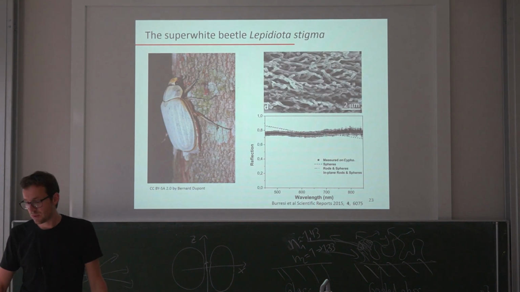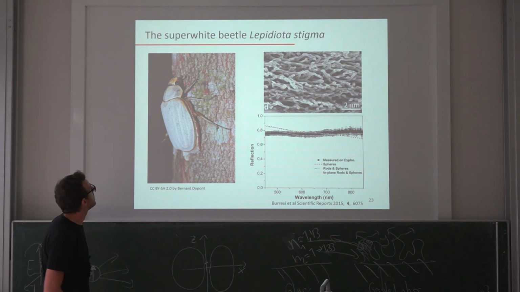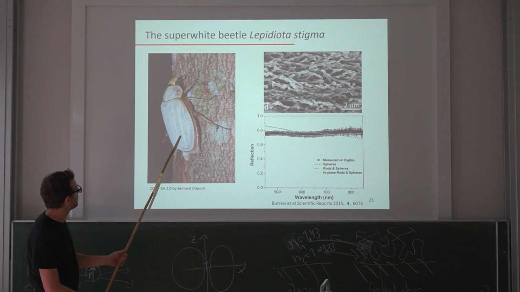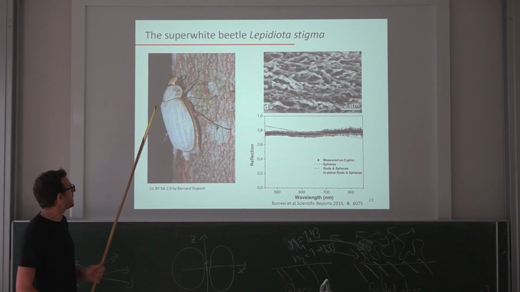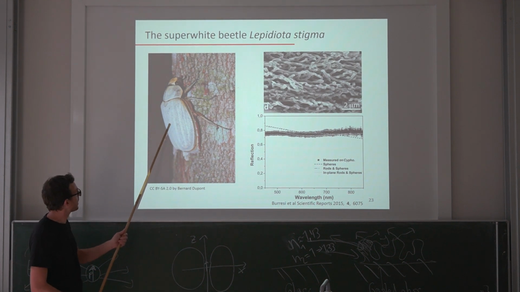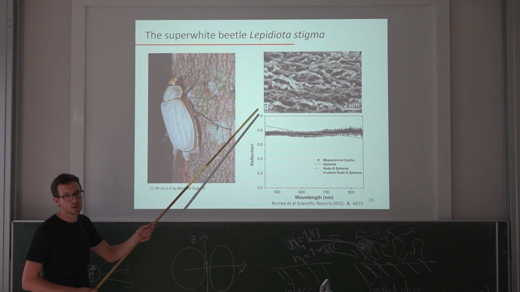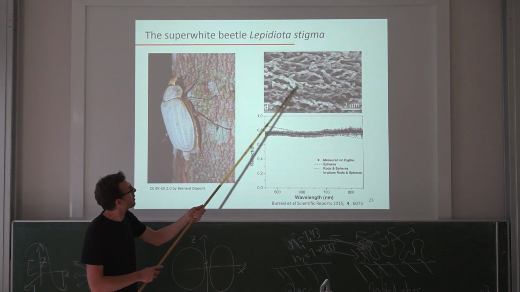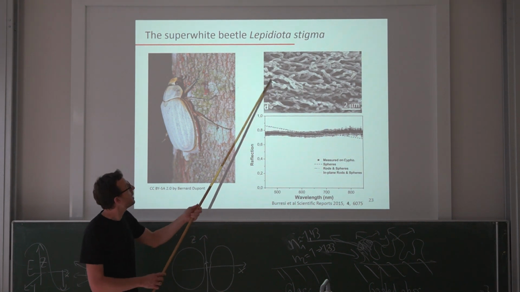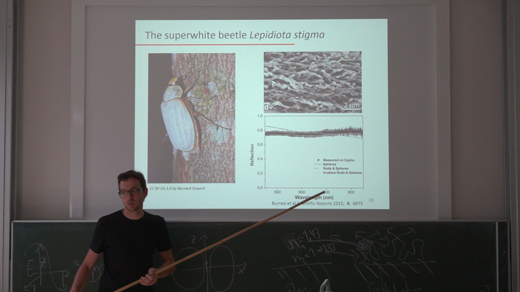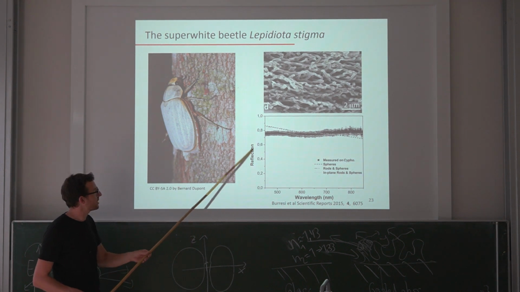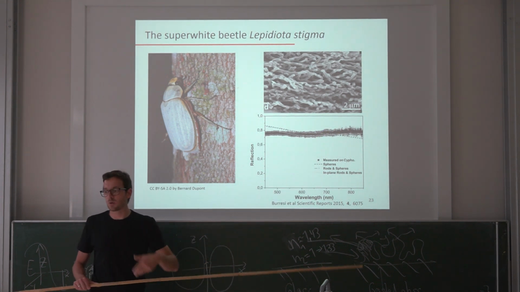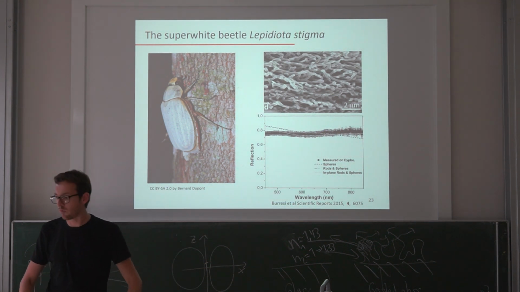This is the eerily white beetle, Lepidiota stigma. I'm not a biologist, but you very clearly see this is a white beetle. And now if you take a look at the structure of this white material, then it looks very strange. It's a very thin material. There are a lot of distances between the elements, and it has very anisotropic structures. And you see the reflection is fairly high across the entire wavelength range. So this makes it look white, otherwise it would look colorful.